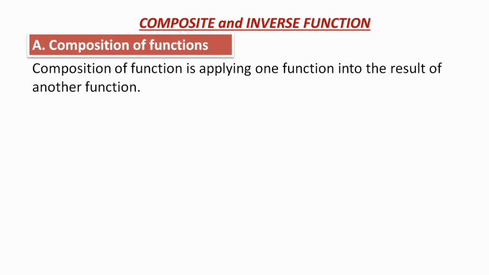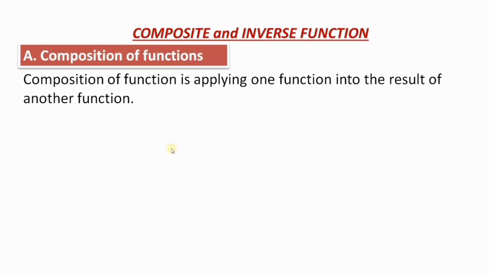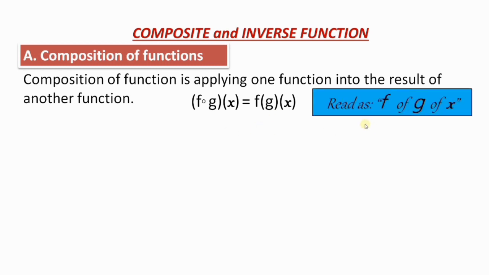We say composition of function is applying one function into the result of another function. It is usually given in the form f(g(x)), which is read as f of g of x. So we say for this function, if the inner function g of x equals a, then f of g of x will equal f of a. Replacing the inner function g of x with a, you have a new function f of a.